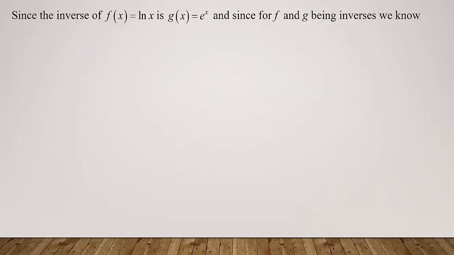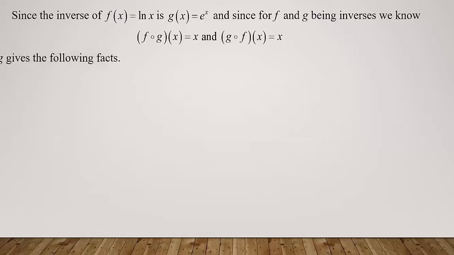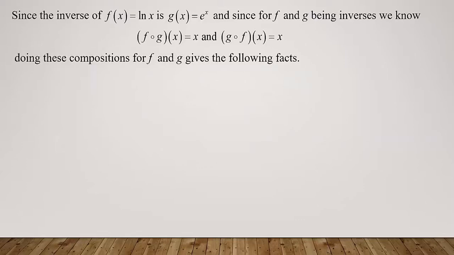Since the inverse of f of x equals natural log x is g of x equals e to the x, and since we know f and g are inverses, remember what we reviewed in section 7.1: the composition f of g of x must be x, and g of f of x must be x. So if I go through the compositions, it will give us the following two facts: natural log of e to the x simplifies to x, and e to the natural log x simplifies to x.